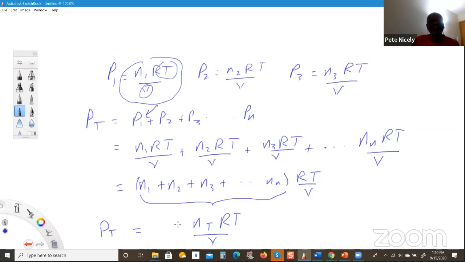Right, so the total pressure is equal to the total moles times R times T divided by V, all right? So that's how you can calculate the total pressure of a gas based on the ideal gas equation. Of course, you'd have to know the number of moles of each gas so that you can add them together to get n total and then plug it into the equation to get P total.